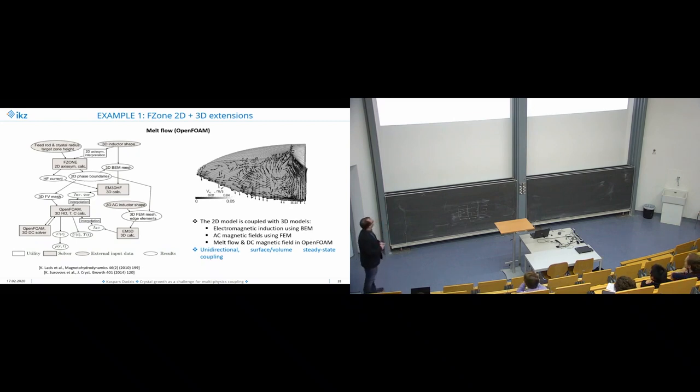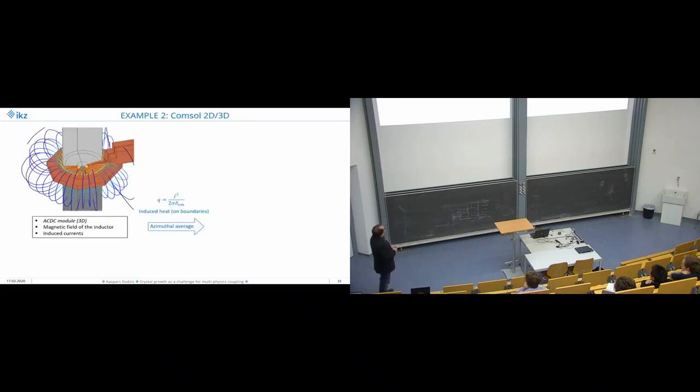But in this case, it's still a unidirectional coupling, still surface and volume, but also just steady state. But it was implemented in a quite simplified way with basically text files, so I think there is still a lot of room for improvements in the future for this kind of 2D-3D coupling. Yeah, and of course, one of the topics which you cannot solve with this kind of coupling is to go back from 3D to 2D, for example, if the 3D flow is influencing some of these 2D calculations of the thermal problem. Okay, so let me switch to the next example.